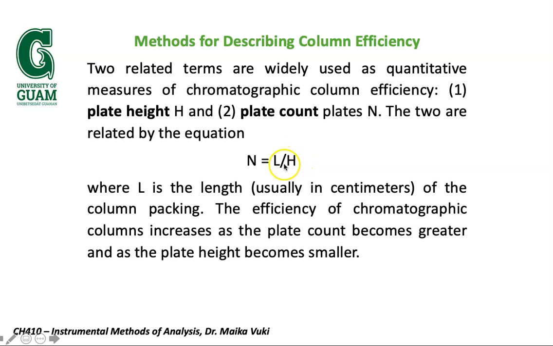How we get this height is very, very crucial, because that height is not really clearly delineated in the columns, but we can make some empirical judgment on that, as we see in the slides coming. L is the length in centimeters of the column packing. The efficiency of the chromatographic column increases as the plate count becomes greater. So in other words, you want this N value to be as high as we can, and this H value to be as small as it can.